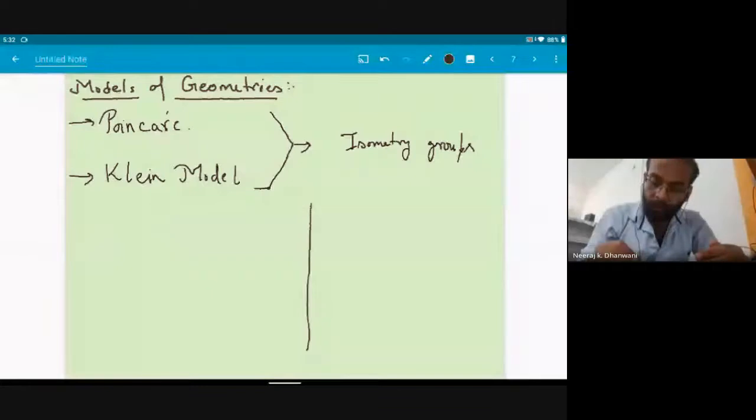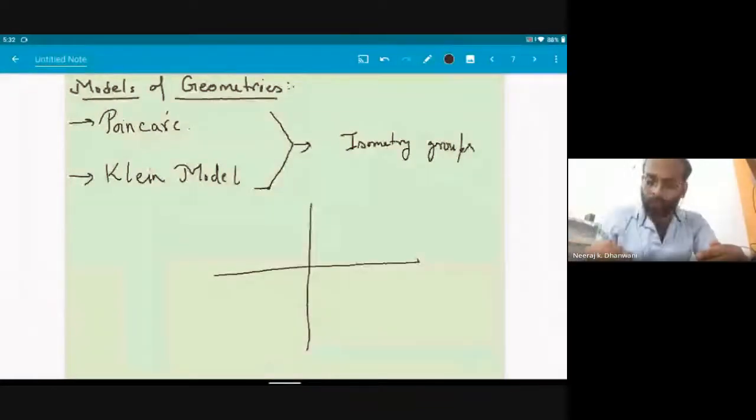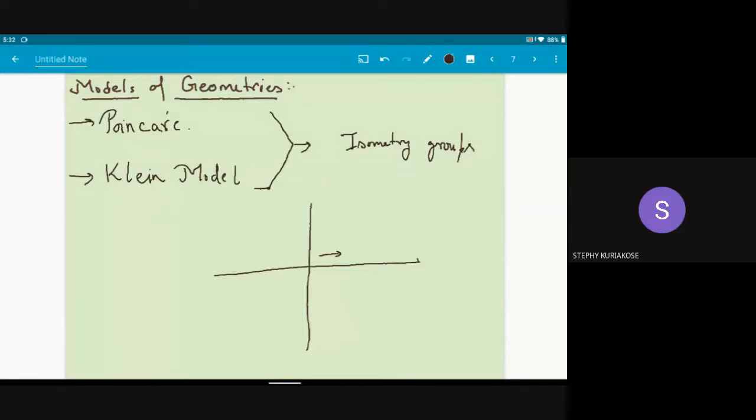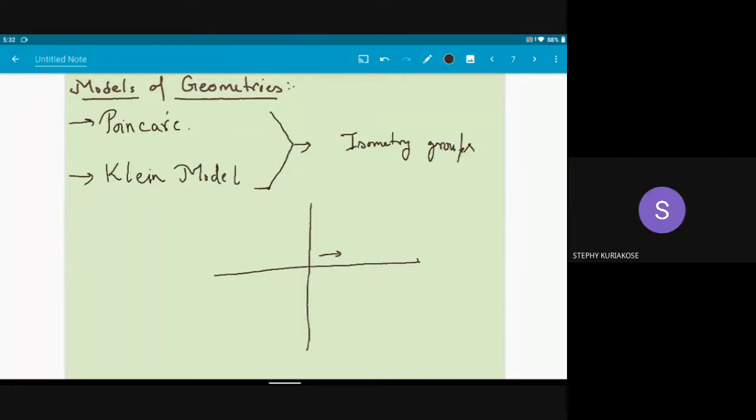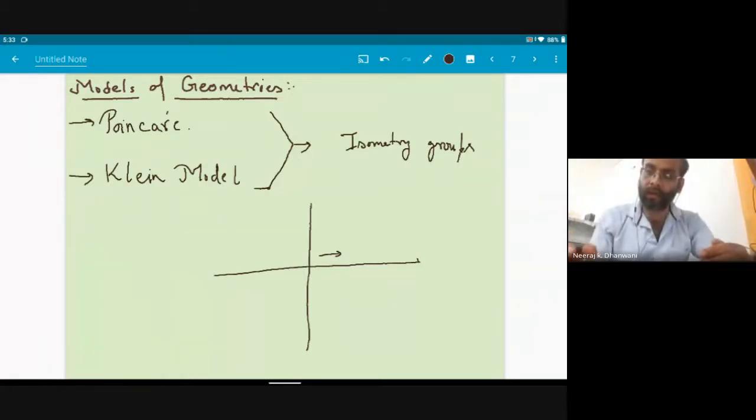If you have R2, you translate your thing by any length. There is no difference in the plane. Any question? Okay, so this is one of the ideas.